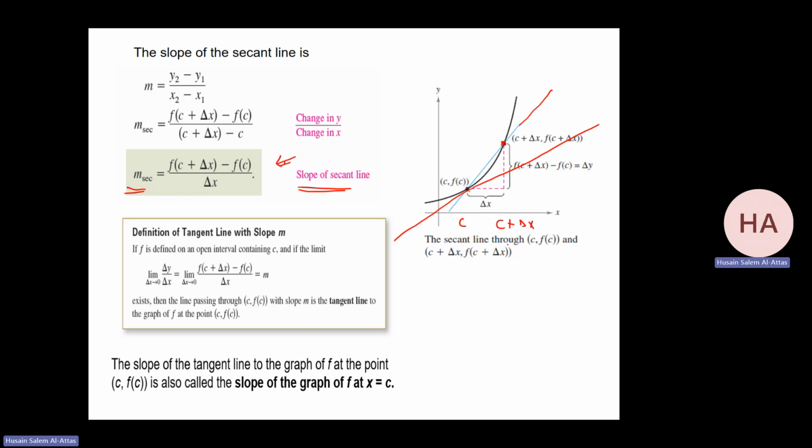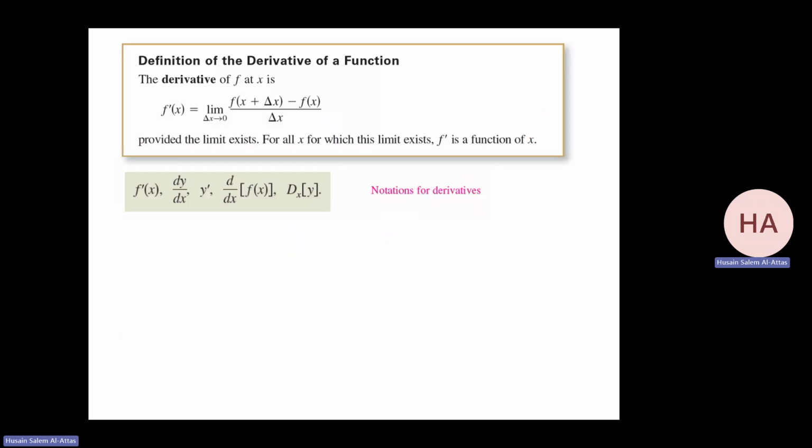Now, if I take the limit as delta x goes to 0, it means this point goes to this point, and I'm having the tangent line. So using the limit, we're getting the slope of the tangent line. The slope of the tangent line is this m, and it's also called the slope of the graph of f. And from that, we define what's called the derivative.